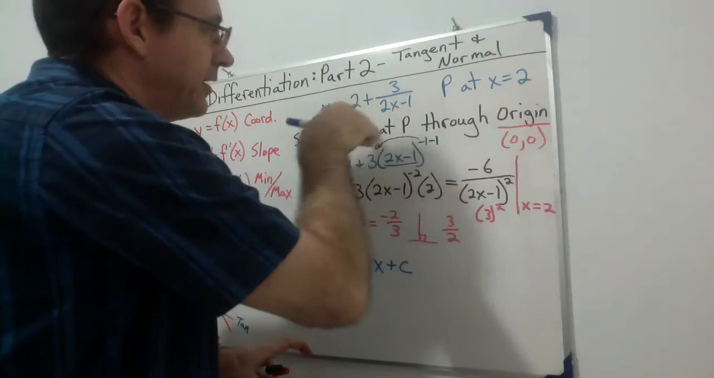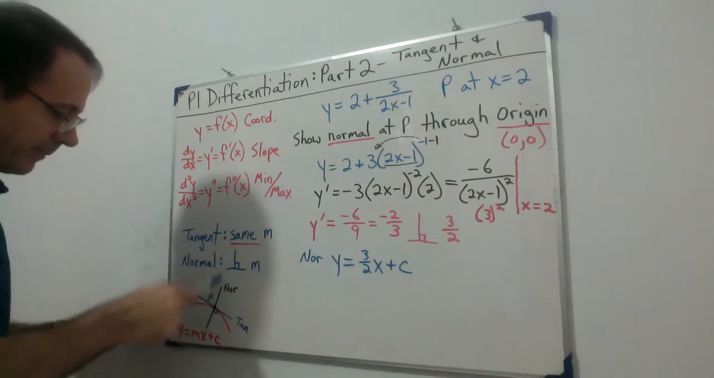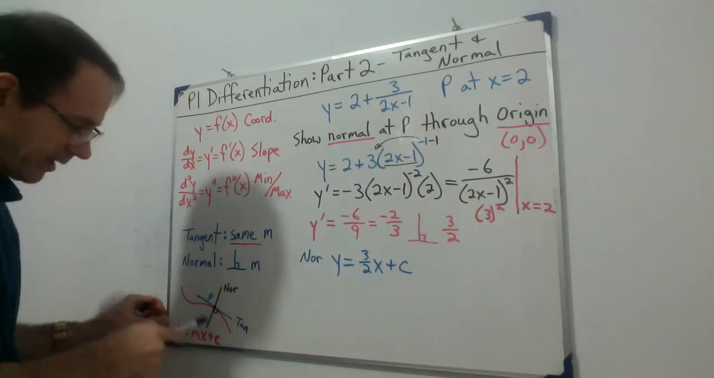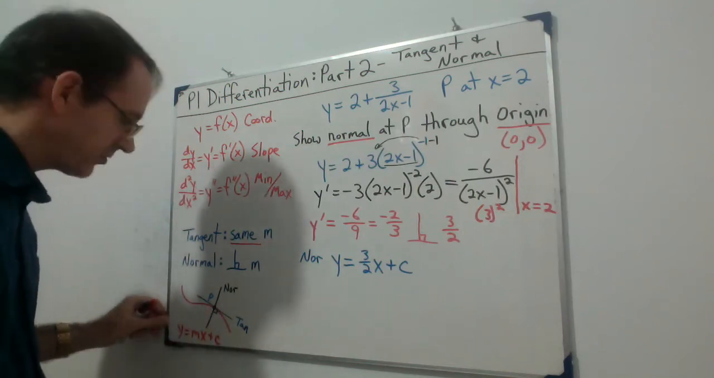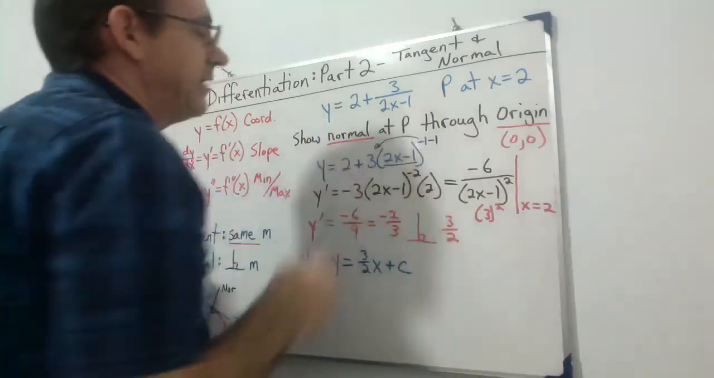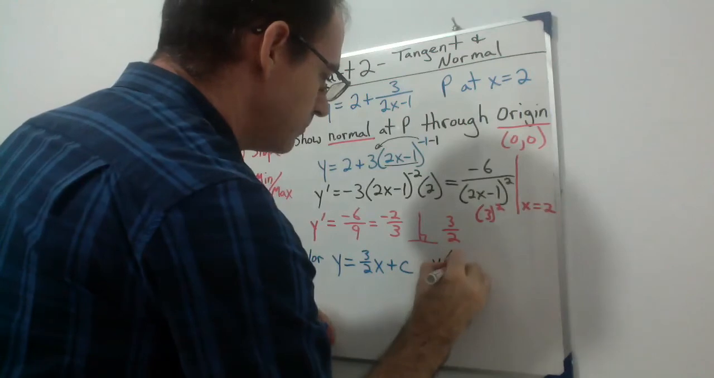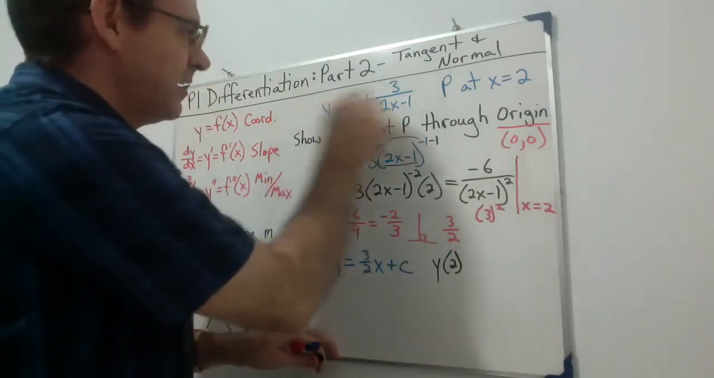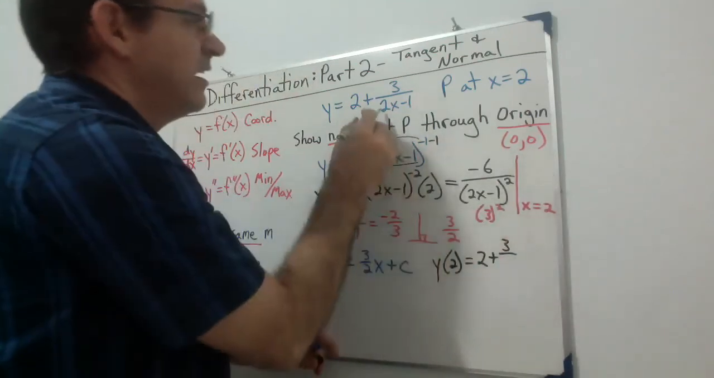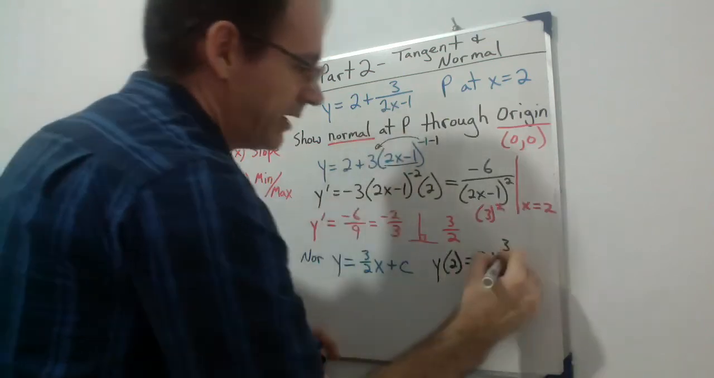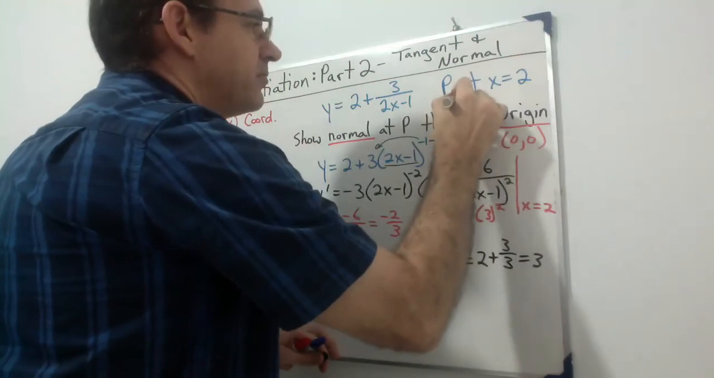So we can plug 2 into the original here, because point P is shared by the normal and by the curve. Point P is on the curve. It's also on the normal. We're not working with the tangent in this question. So we can plug 2 into here. And if we take y of 2, kind of like function notation again, up here, we get 2 plus 3 over 2 times 2 is 4, minus 1 is 3. 2 plus 1 equals 3. So this is the point 2, 3.